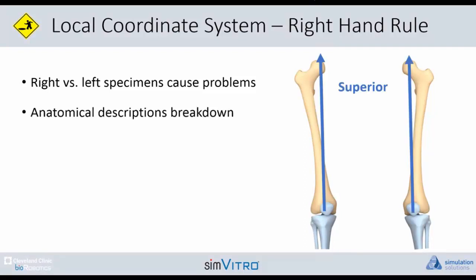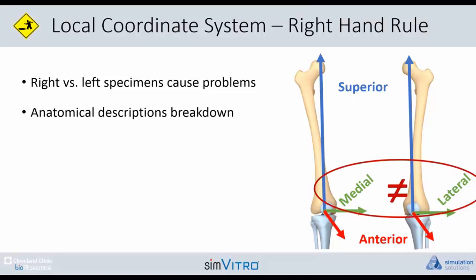The superior axis on the right and left side matches. Those are the same, which is good. The anterior is the same, so that's good. But when it comes to the medial direction, on the left side it becomes lateral to obey the right-hand rule. And this whole thing begins to break down. This can cause problems in your measurement or control.